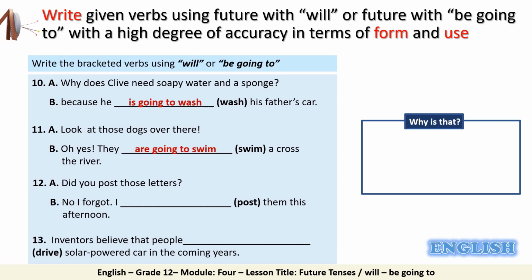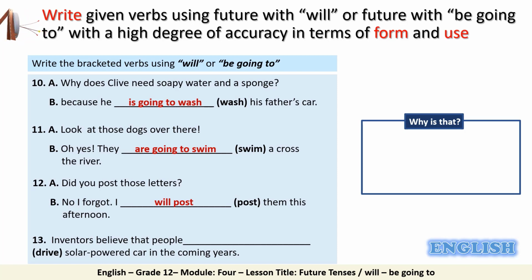We move to sentence 12, and the best future form here is what? Exactly, the future with will. So we should write will post. Okay, can you tell me why? Excellent, because the speaker's decision to post the letters in the afternoon has been made on the spot. So it is a spontaneous decision.